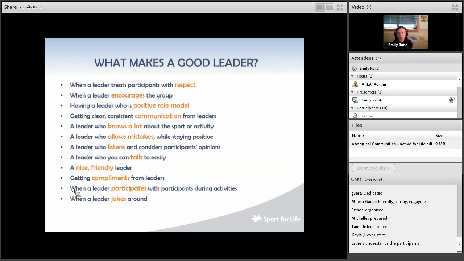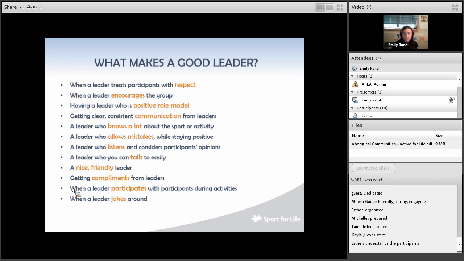So maybe not always telling people what to do, but actually saying, hey, what do you want to do within this program? And considering different ideas. A leader who you can talk to easily, someone who's nice and friendly. At the end of the day, I'd say that's the most important. If you're nice, friendly, and open, chances are that your participants are going to feel that and they're going to want to connect with you and they'll have a good experience.